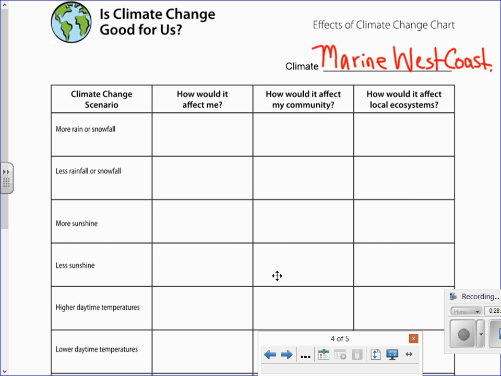Let's think about it first. If in our Marine West Coast we had more rain or snow, how would that affect you as a person? Now we can be very selfish and self-centered and just think about you. We can have illnesses, no school. What else? The businesses will be closed.